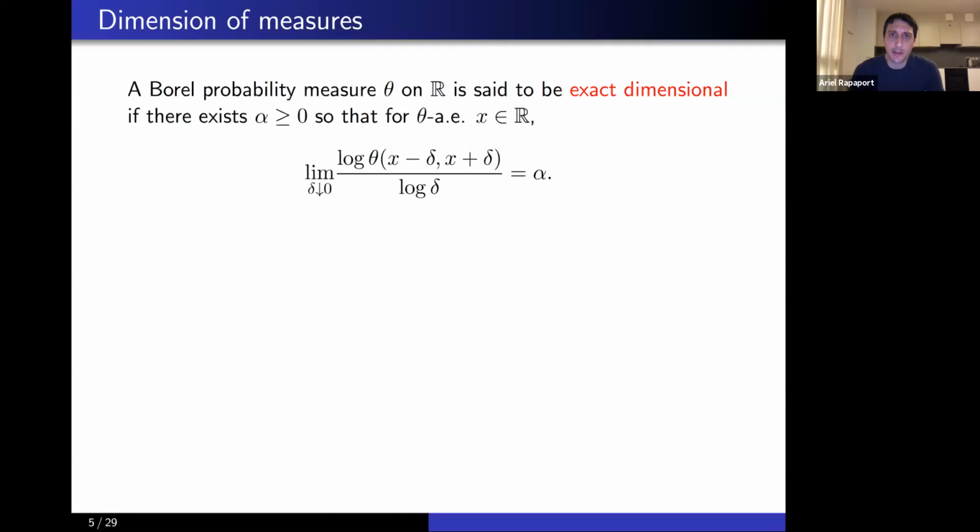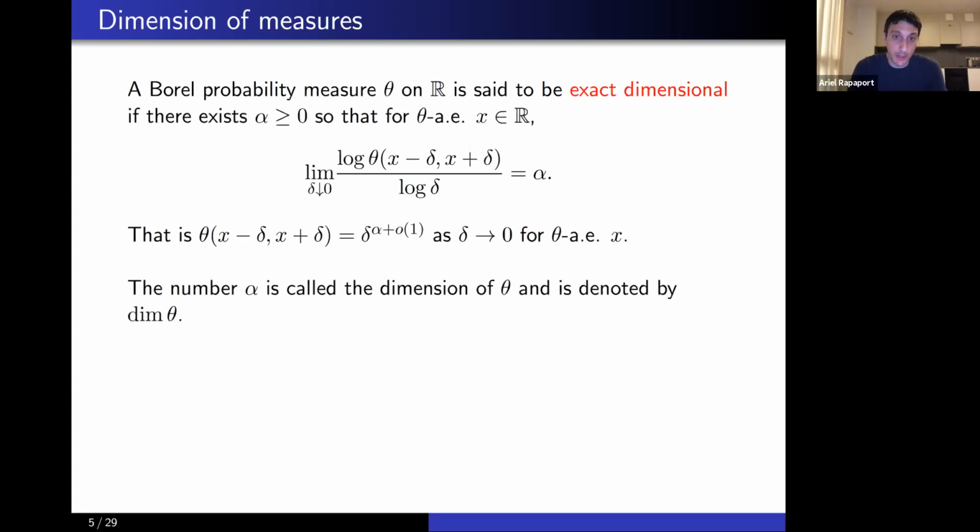So a Borel probability measure theta on R is said to be exact dimensional if there exists a non-negative number alpha, so that for theta almost every x, the following limit exists and is equal to alpha. Saying it differently, theta is exact dimensional if there exists such alpha, so that for theta almost every x, the theta measure of the interval around x with radius delta is equal to delta to the power alpha plus little o of 1 as delta goes to 0. So this number alpha describes the asymptotic decay rate of the theta measure of small balls around theta typical points.